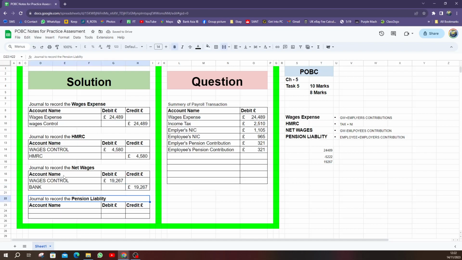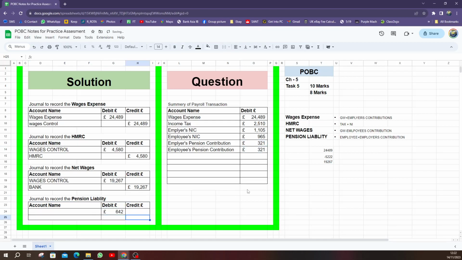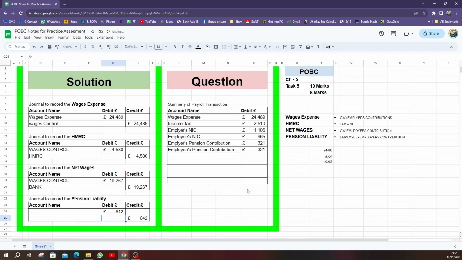And finally pension liabilities. Here we're going to include both employee and employer contributions. So if we add them together, 642. 642 debit and 642 credit. And again, wages control will be debit, and pension liability credit.